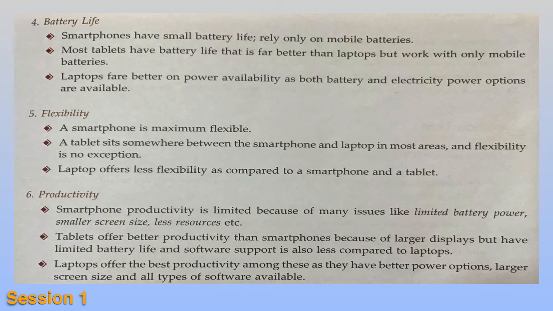Now, the fifth one, flexibility. A smartphone is maximum flexible. We can keep it anywhere, we can go with it anywhere, we can put it inside our pocket or carry it anywhere. We can sit anywhere and use cellular technology or cellular connectivity to work upon it. The tablet sits somewhere between the smartphone and the laptop in most areas, and in terms of flexibility is no exception from the mobile phones.